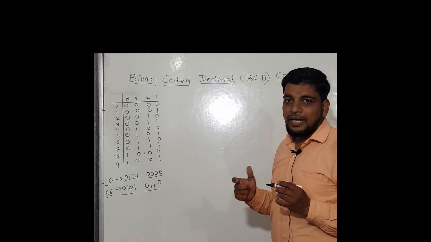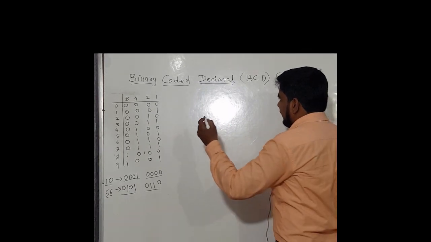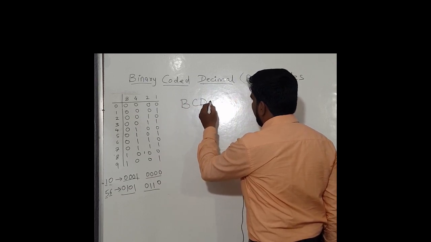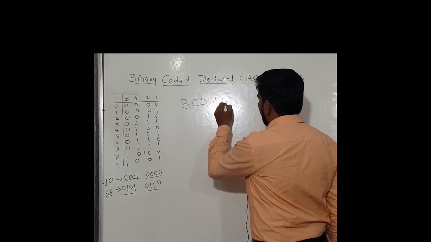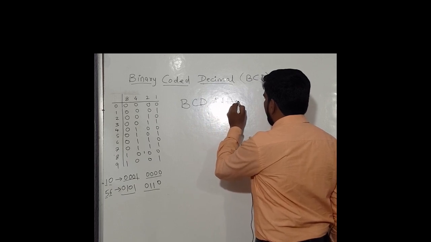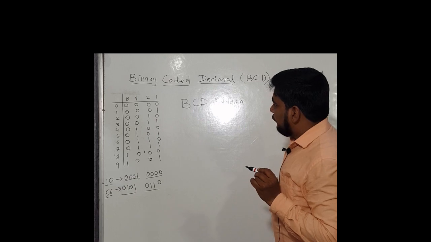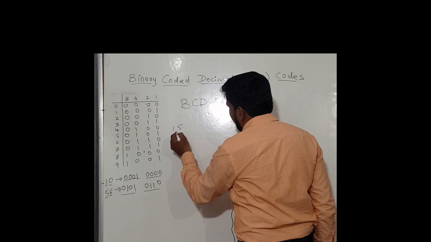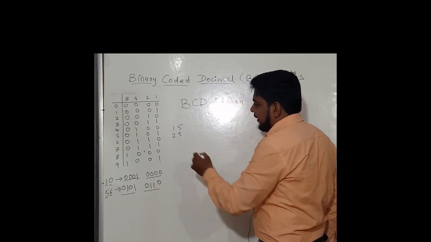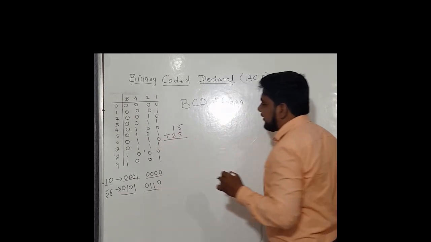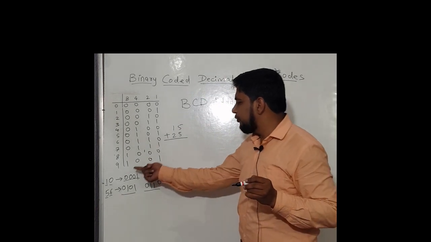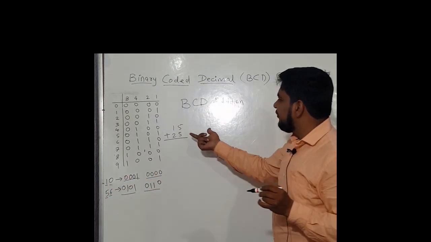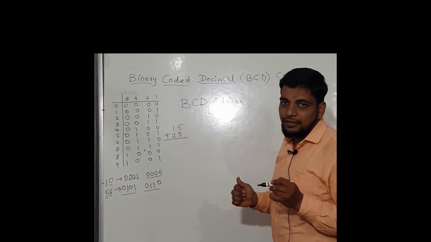Now we can perform addition with the help of BCD code. BCD addition. For performing the BCD addition, we will consider two numbers. Suppose we need to add 15 plus 25. We know that BCD is valid for 0 to 9, and for representation of 10 there is a separate 4-bit representation for 1 and 0. Here we need to add two numbers, 15 and 25.